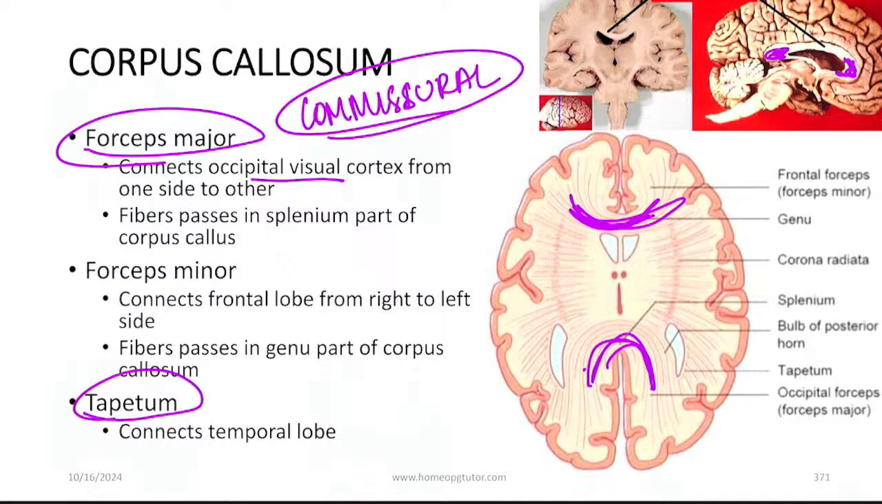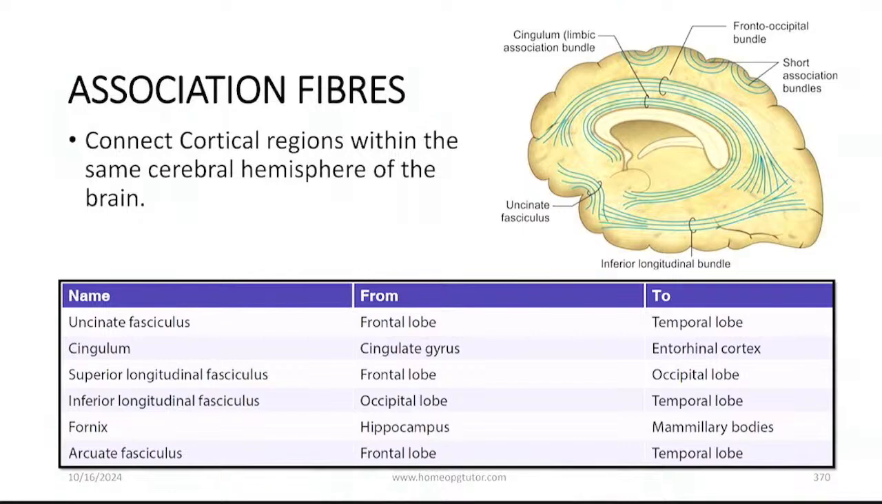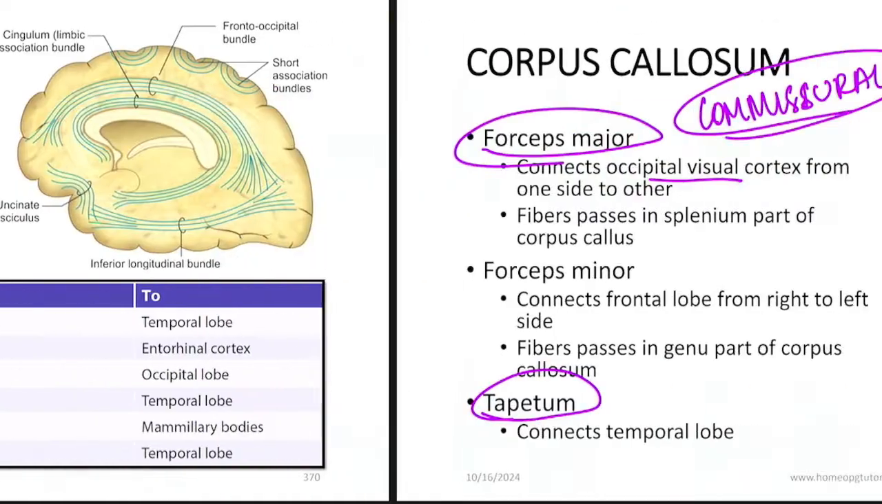Macroscopically, we have a genu, we have a splenium, etc. We have the bulb, we have the posterior horn, etc. We will be dealing with that later on. So remember, there are other kinds of fibers which connect the parts of the cortex of the same side; that is called association fibers.